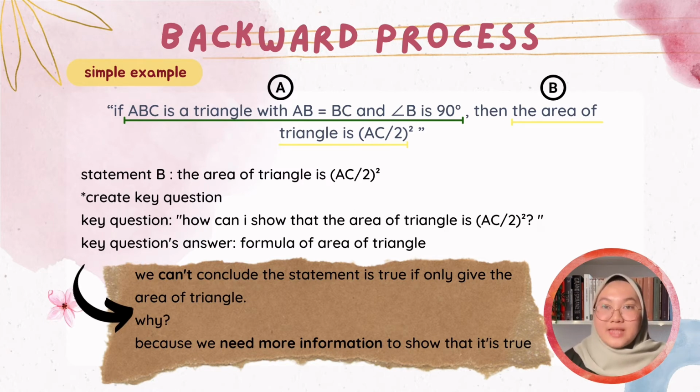Okay, back to our second step, which is we need to find the answer for the key question, that is give an extra answer that contains no symbol. So, the answer for the key question that I can show is the formula for area of triangle. And finally, if we think logically, how can we conclude this statement is true if only given the area of triangle? It is impossible because actually we need more information to show that this statement is true. So, clearly for this case, we cannot use the backward process, but we need to use the forward process to show this statement is true.